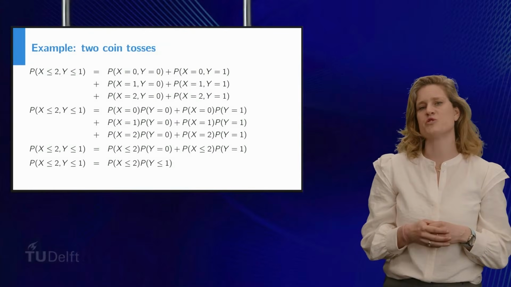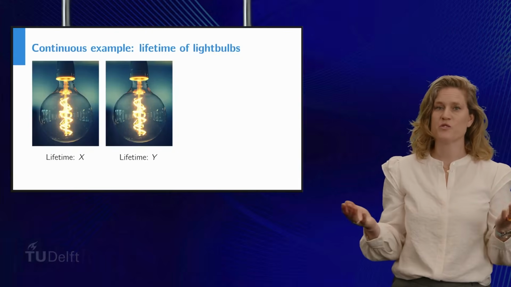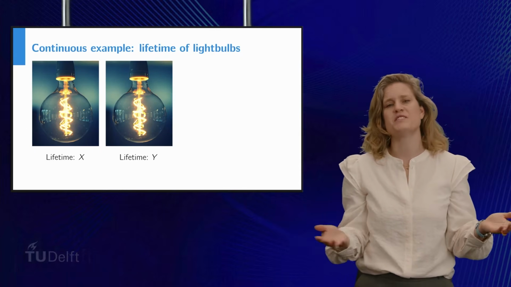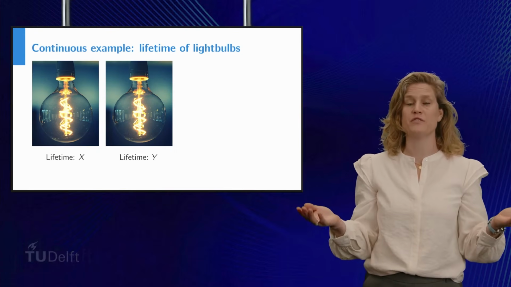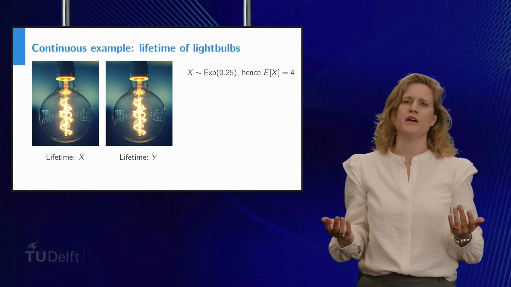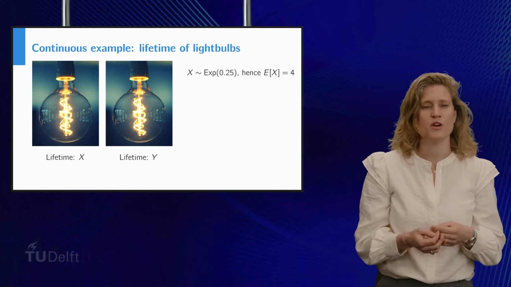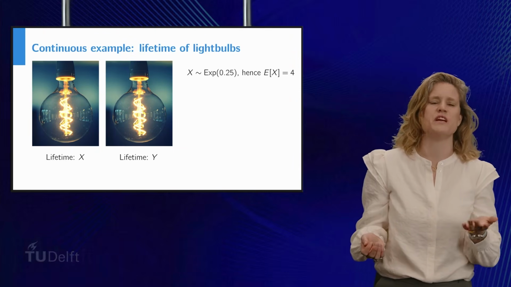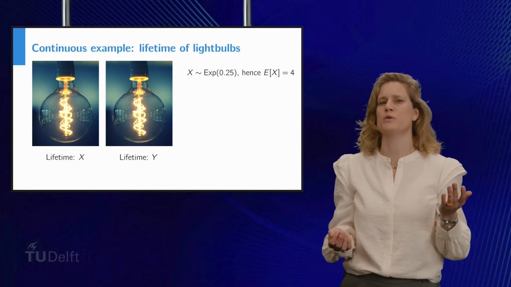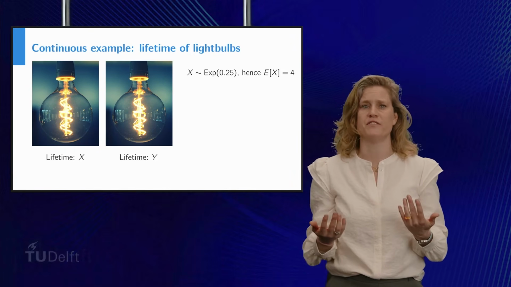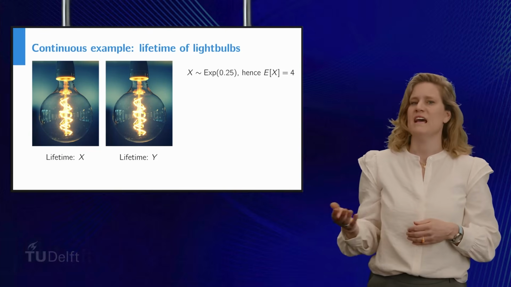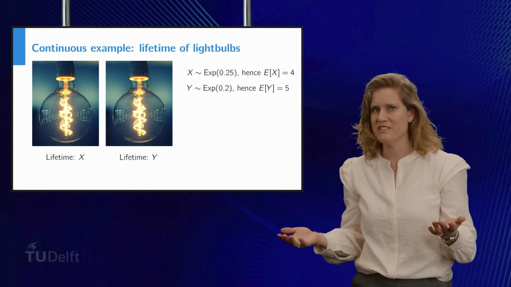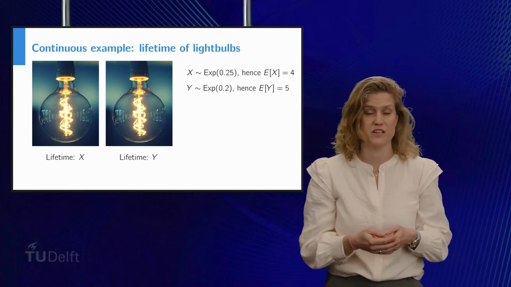Now let's shift our focus to continuous random variables. Consider 2 light bulbs, one in my kitchen and one in my living room. Let's call X and Y the lifetimes of these light bulbs. We can model them by an exponential distribution, which is often a good choice for lifetimes. For instance, X has an exponential distribution with parameter 0.25, which means that its expected lifetime is 4 years. And Y has an exponential distribution with parameter 0.2, which means that its expected lifetime is 5 years.